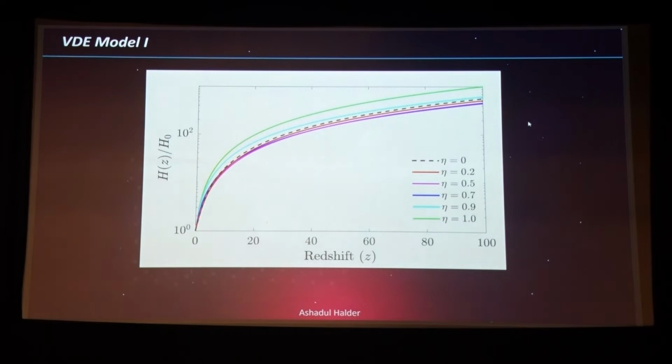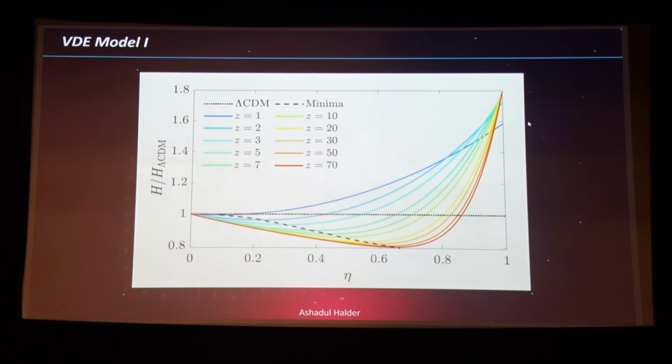Now, in this plot, we are showing, this is for model 1, the variation of the Hubble parameter with redshift z. Here, this black dashed line represents the same for the case of the lambda CDM model. It is clearly seen that the variation of H with eta is not linear because it is placed on both sides of the black dashed line. Here in this plot, H is represented by H over H lambda CDM, and each line represents the values of H for particular values of z.